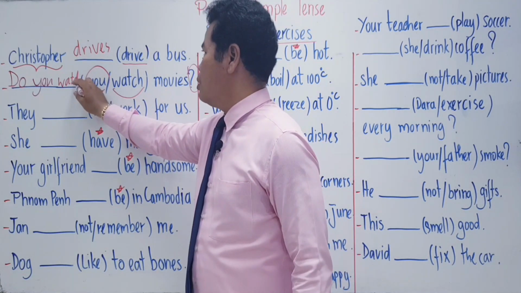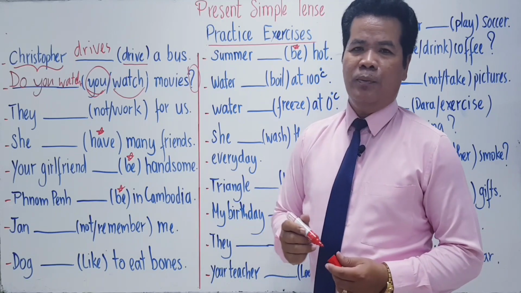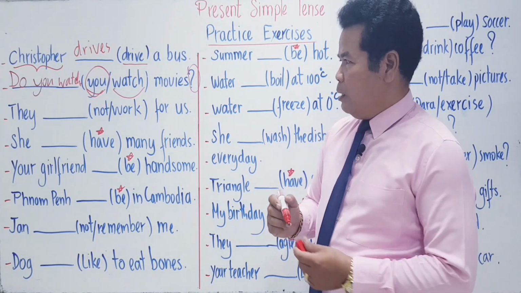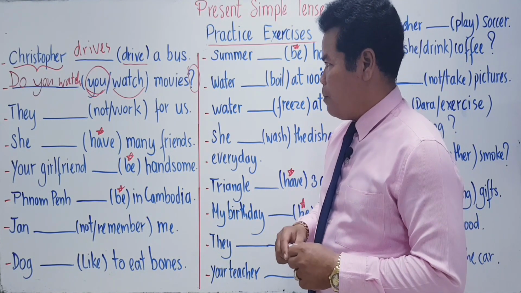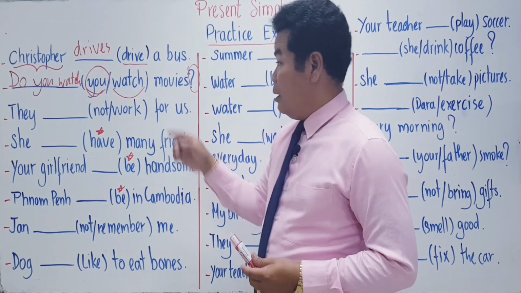Okay? Do you watch the movie? Do you watch movies? Okay? Let's go to exercise number 3. Look at the sentence again. Do like what I said.